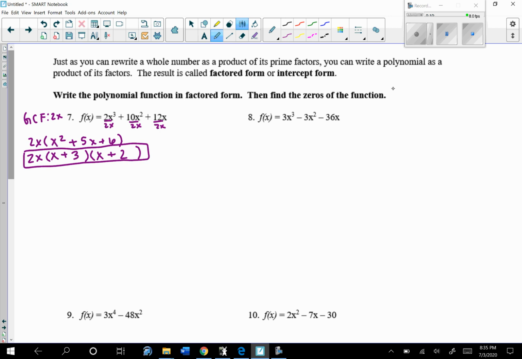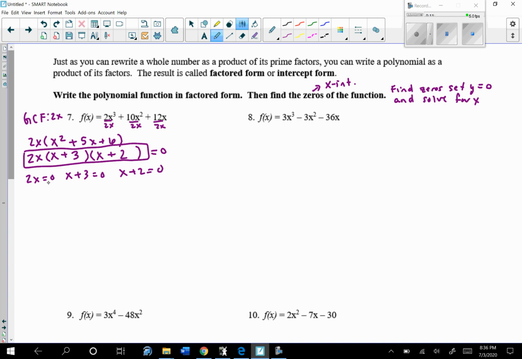So to find the zeros, you set your y equal to 0 and solve for x, because the zeros are really just the x-intercepts of your graph. So if I set this equal to 0 and solve, that means if this factor is 0, then the whole thing is 0. 0 times anything is 0. If this binomial factor is 0, then 0 times anything is 0, and same thing here. So that's why we set each factor equal to 0 and solve.